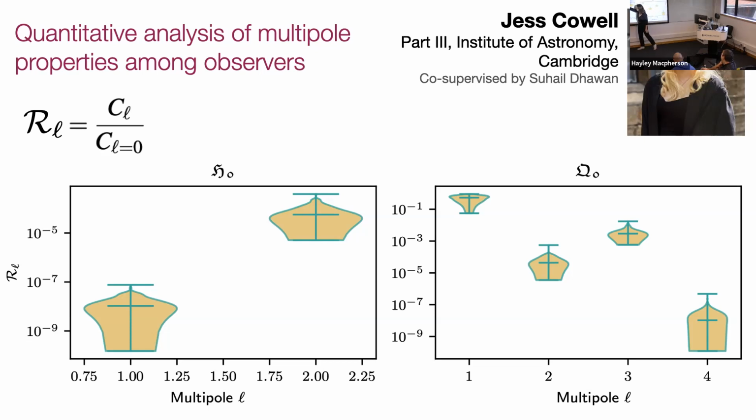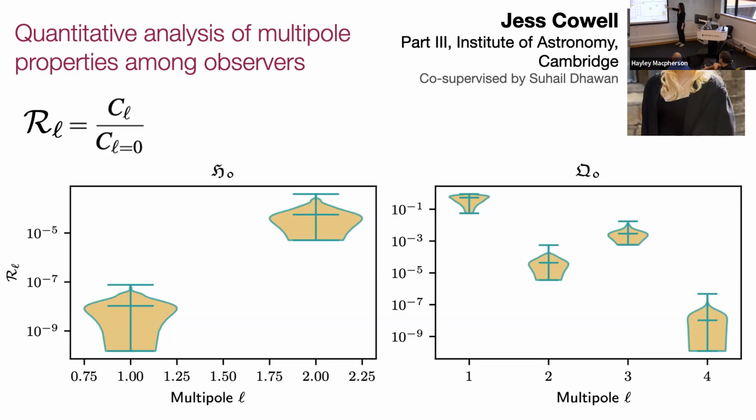This is the effective Hubble parameter. So here with L equals 1, we're looking at the dipole contribution to the effective Hubble parameter for our set of observers, where this peak is telling us that most observers are seeing that value. And this is obviously very suppressed with respect to the quadrupole contribution to our effective Hubble parameter. From this, we can say that for most of our observers, the quadrupole is around 0.1% the size of the monopole of the effective Hubble parameter.